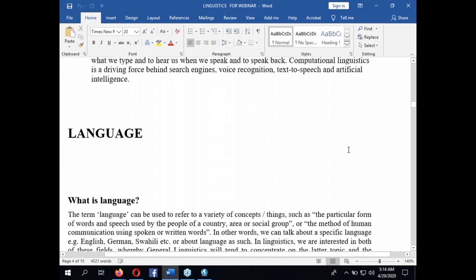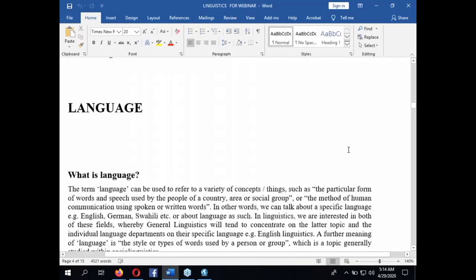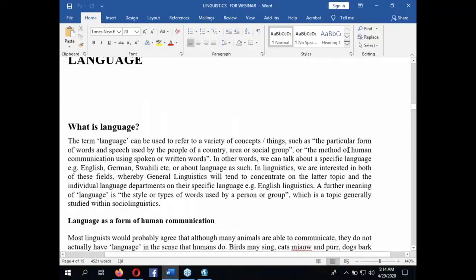Now, let's look at language. What is language? The term language can be used to refer to a variety of concepts, things such as the particular form of words used by the people of a country or social group. So hence we can talk about Nigerian language, Swahili language, German language. We can also say that language is a style or type of words used by a person or group of persons. This topic is generally studied within sociolinguistics.